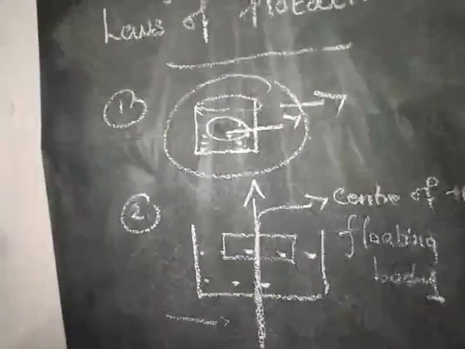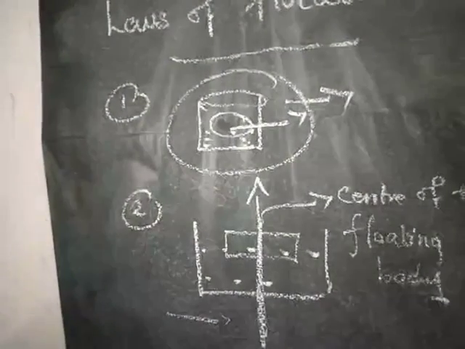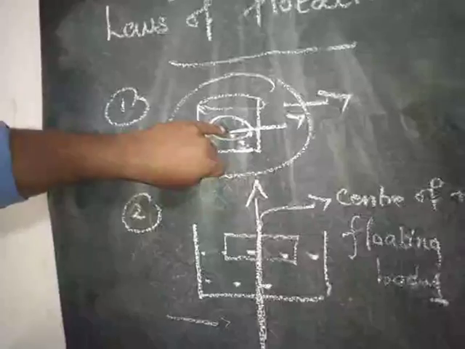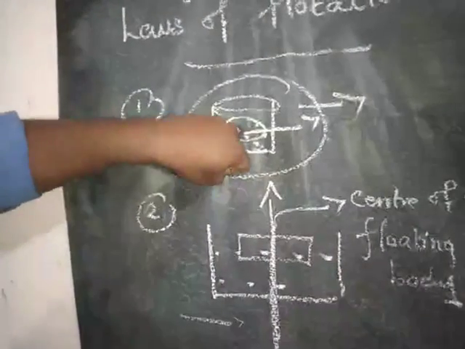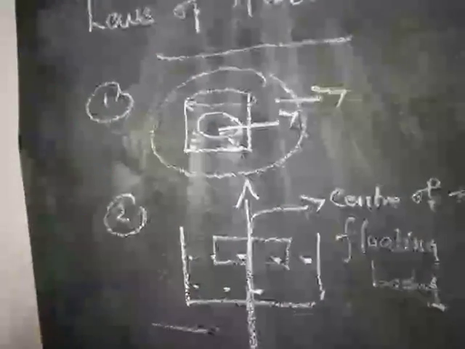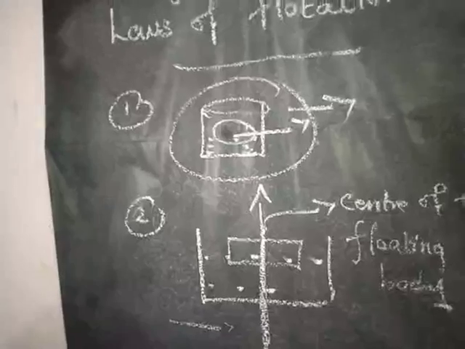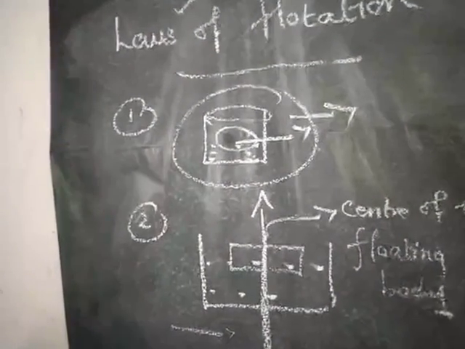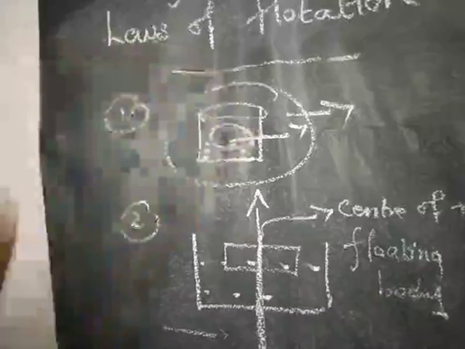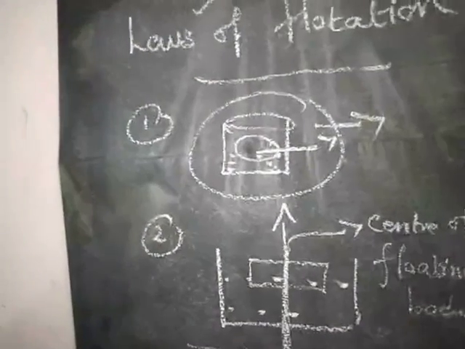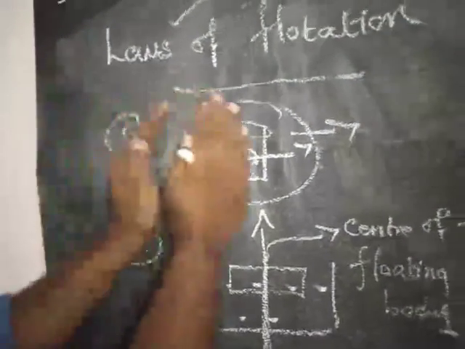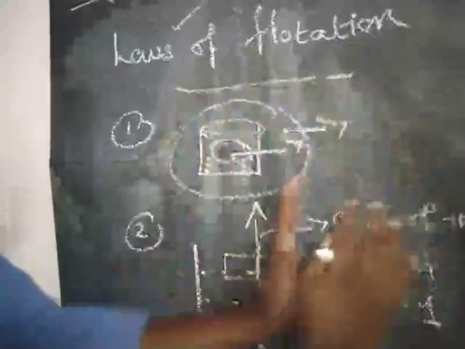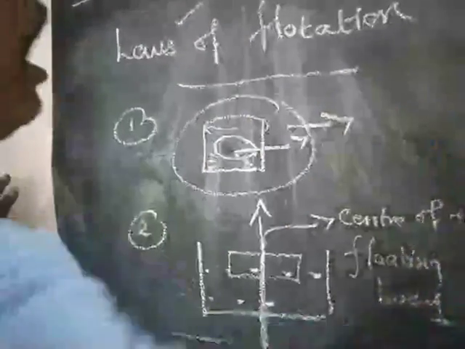Once again I will repeat the laws of flotation. First one, the weight of the floating body in a fluid is equal to the weight of the fluid displaced by the body. The actual weight of the body is equal to how much water is coming outside.